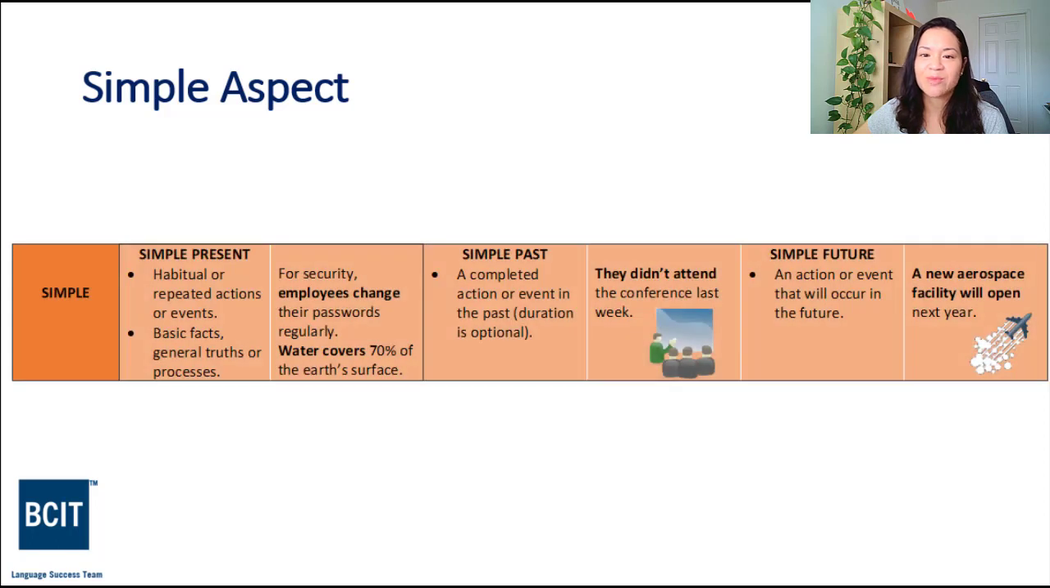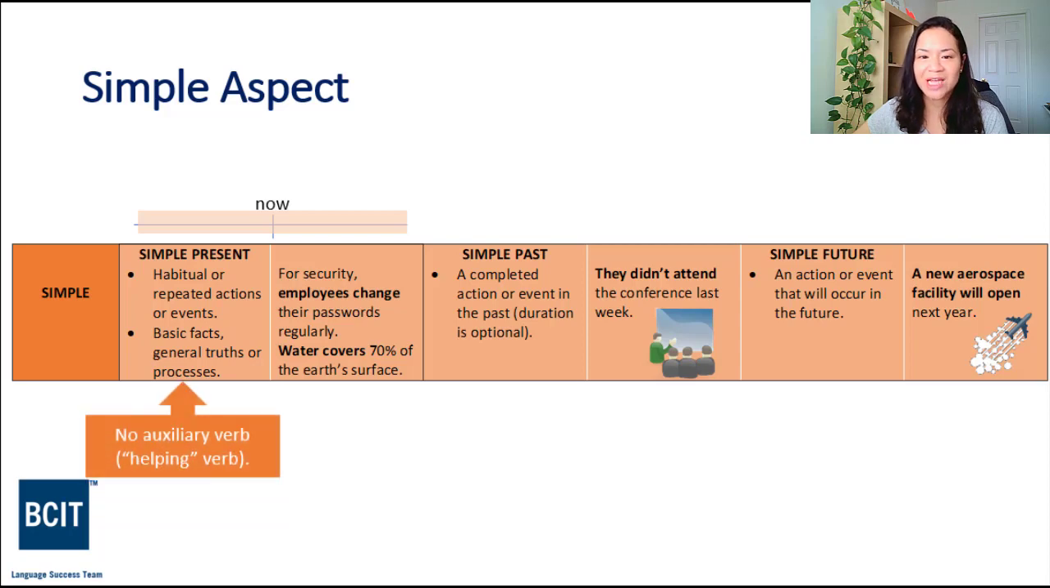Let's consider, first of all, the simple aspects. They are the most basic verbs in English: simple present, simple past, and simple future. Simple present is formed using the verb itself with no auxiliary verb or helping verb. We use simple present to express habitual or repeated actions or events, such as, for security, employees change their passwords regularly. We also use simple present to express basic facts, truths, or processes. Water covers 70% of the Earth's surface. Because of this, simple present is one of the most commonly used verb tenses when writing for school.